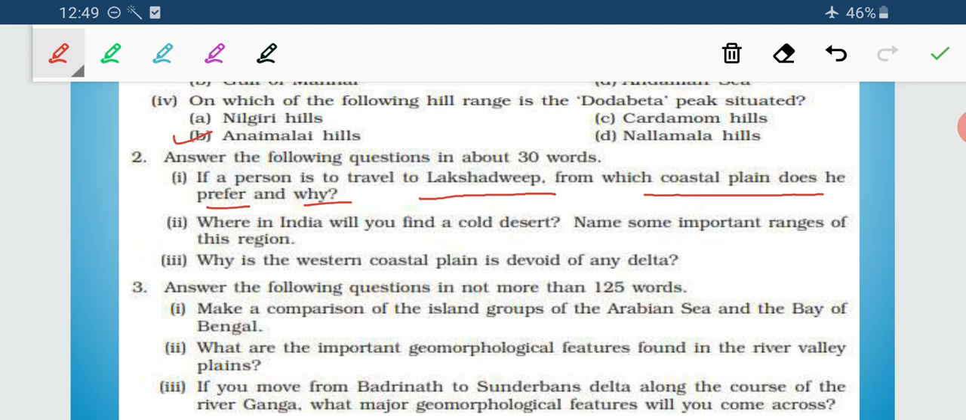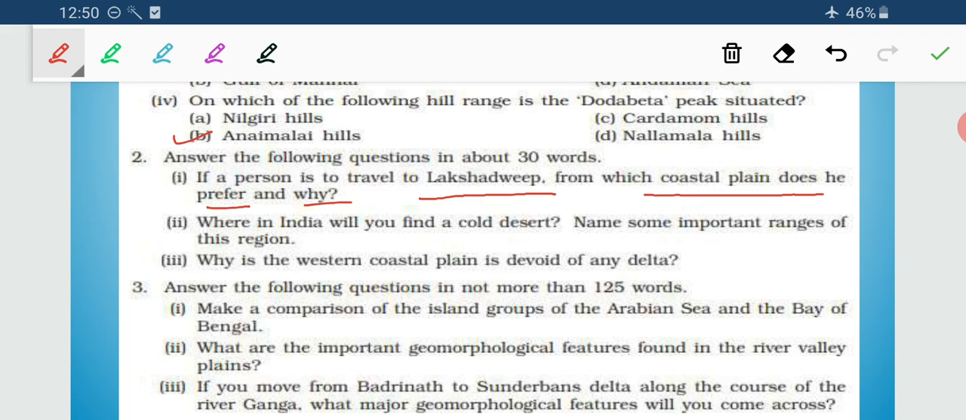Number one, we will get levees. Number two, in the course, we will come across meanders. Number three, we will come to the part of Oxbow Lake. Here we don't have any sort of riverine island. And lastly, we will come to the part near the mouth, that is delta. Okay, so these are the features that we will find within the stretch of Badrinath to Sundarban Delta.